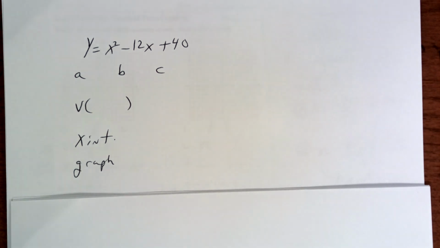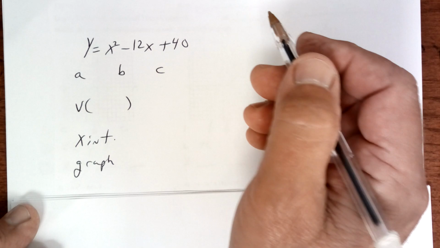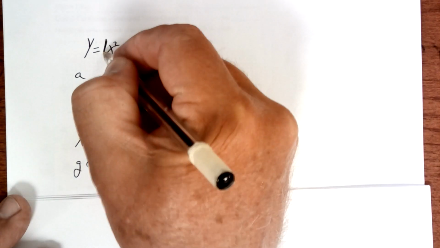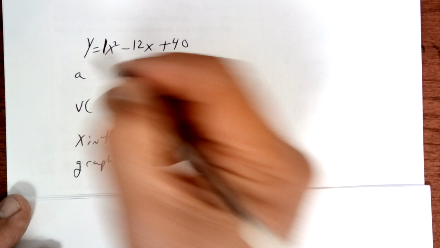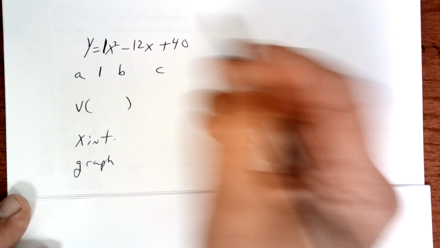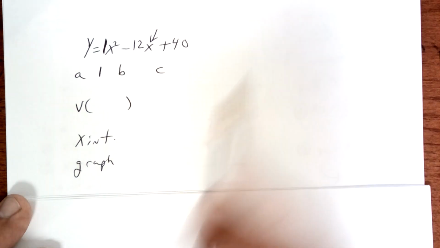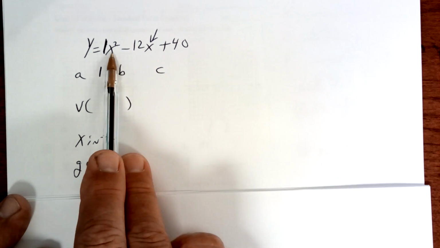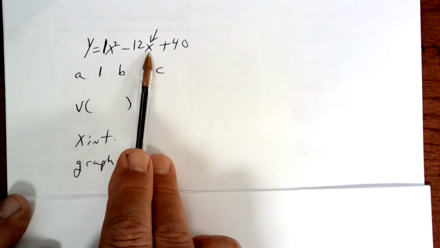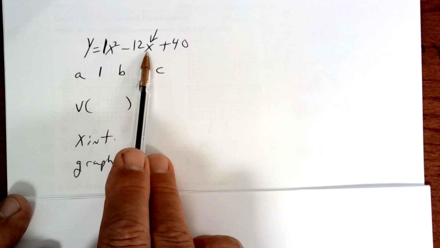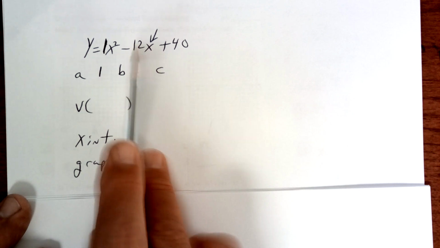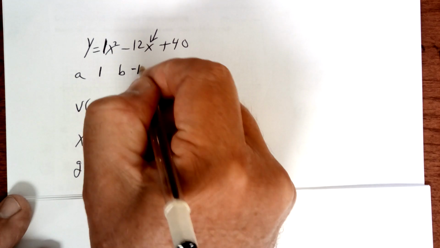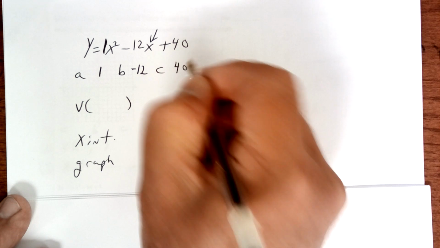The A is the number in front of the x squared, so that's a 1. The B is in front of the x. Now, don't confuse the x squared and the x. They're not the same thing. If there is not an x, then you put 0. But in this case, we have negative 12. And C is always the number.